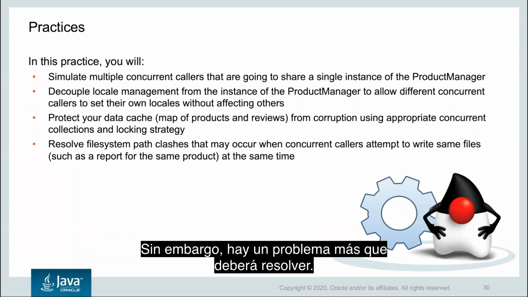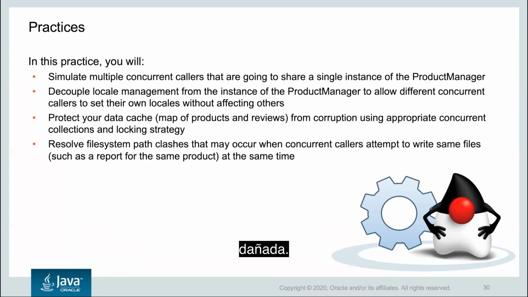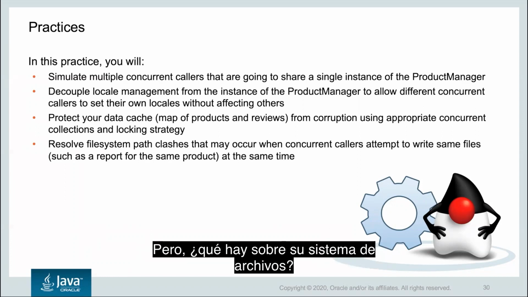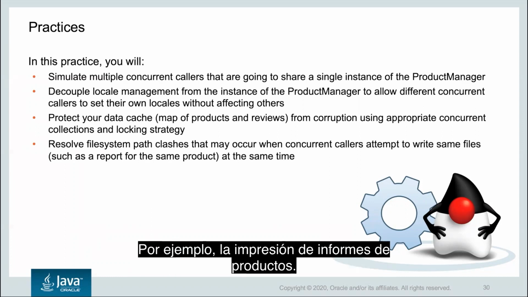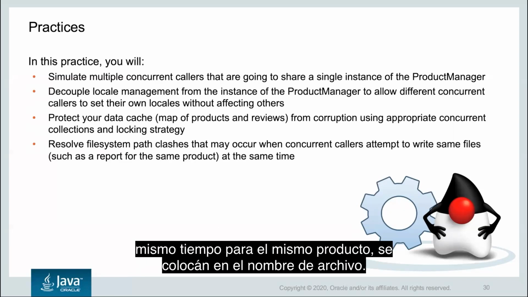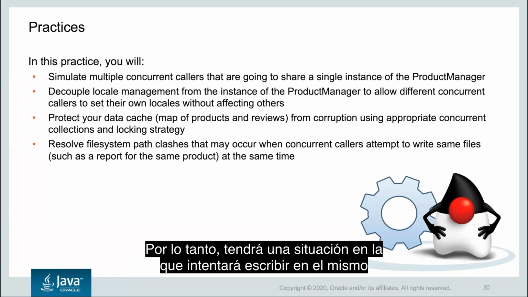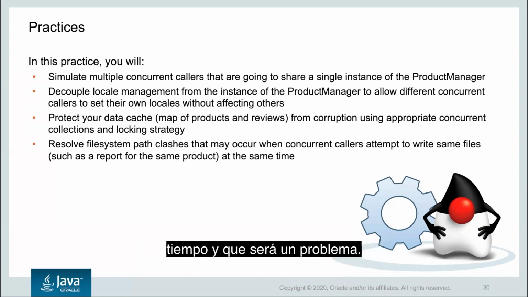However, there is one more issue that you will need to solve. Okay, you can create code that protects the shared data cache from being corrupted. But what about your file system? You are reading and writing files, for example, printing product reports. If two different threads try to print the product report at the same time for the same product, well, they will collide on a file name. So you'll have a situation when they will try to write to the same physical destination, the same path on a file system, at the same time, and that's going to be a problem.